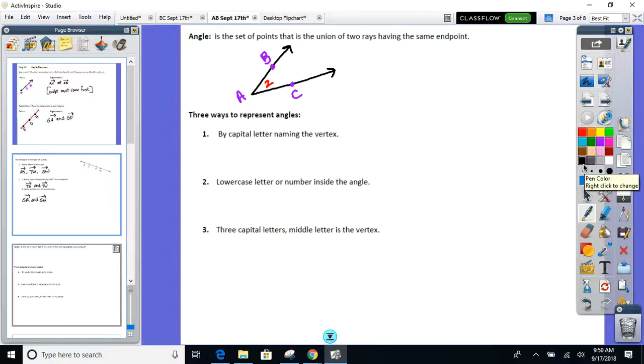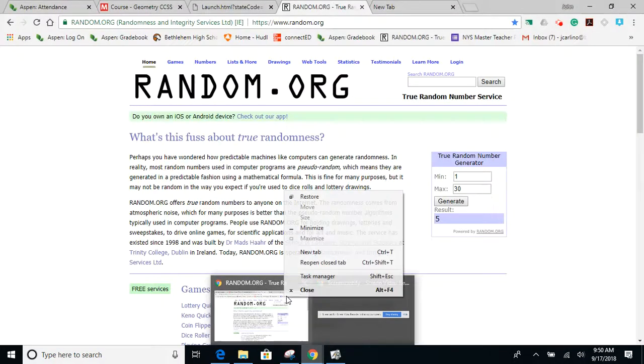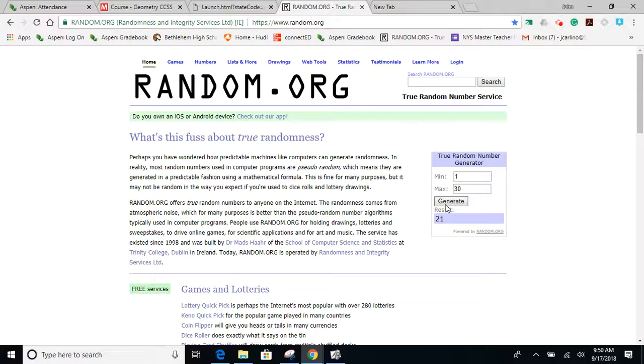All right, 3 ways to name an angle, and I'll show you the symbols for everything here now as well. You can name it by a capital letter. That's the vertex. What do I mean by vertex? That's where the two rays meet. So what's one way I could call this angle based on that method? Angle A.